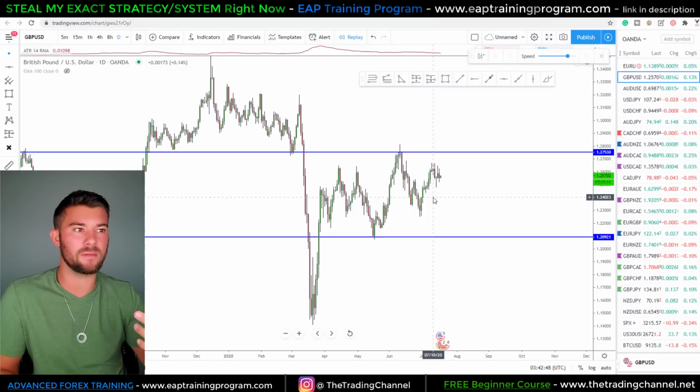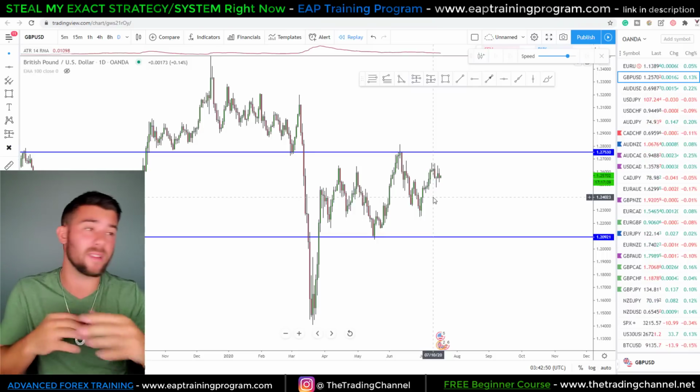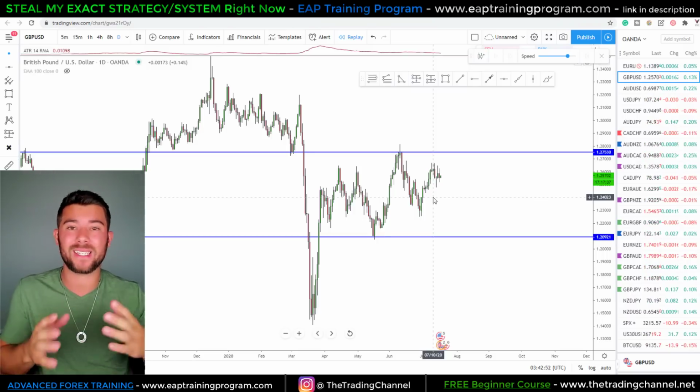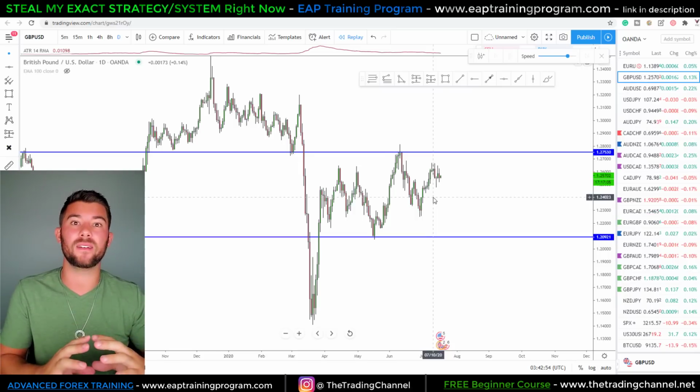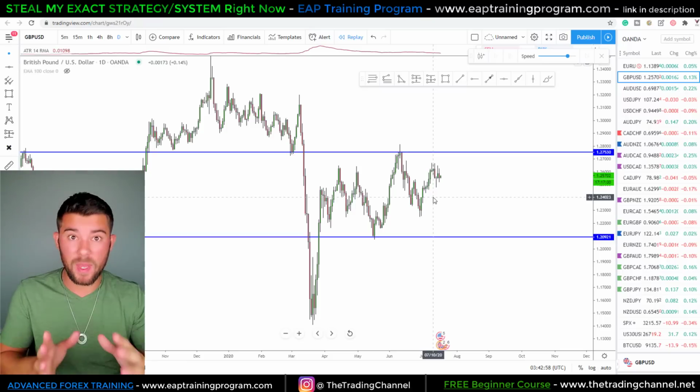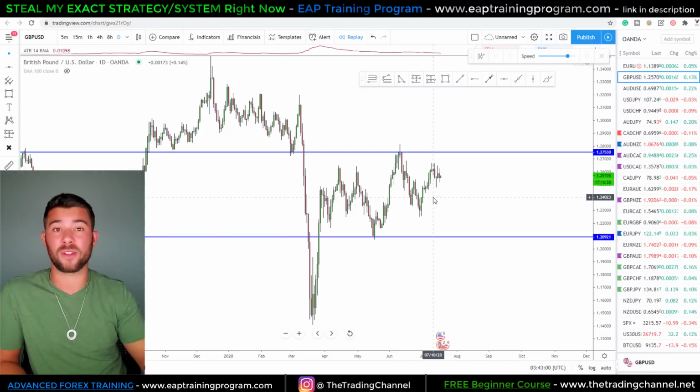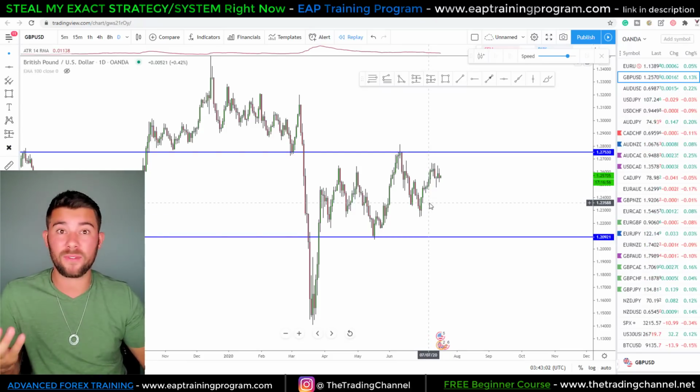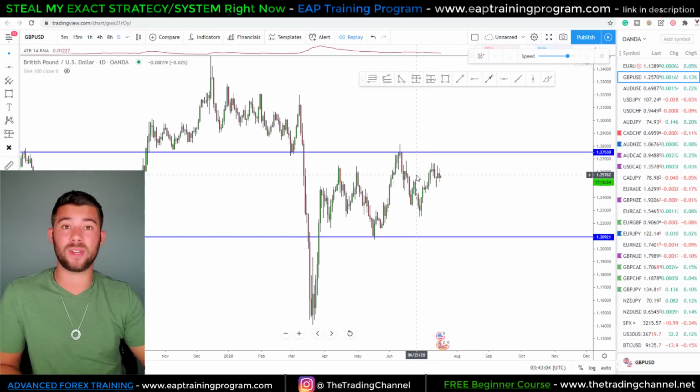So if you see a market that isn't doing something you understand, that's consolidating and you can't tell very plainly that it's in the correct trend you want to see it in, skip it. Move on. Look at all the pairs on the right side of my screen. There's plenty of currency pairs. We don't have to trade the pound dollar.